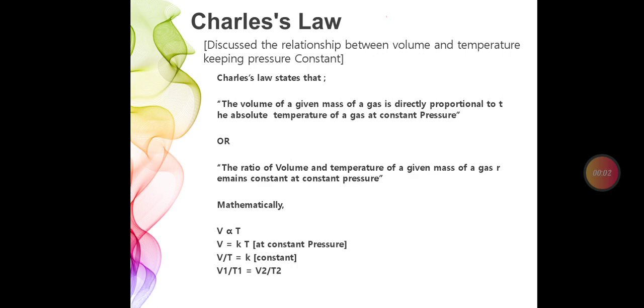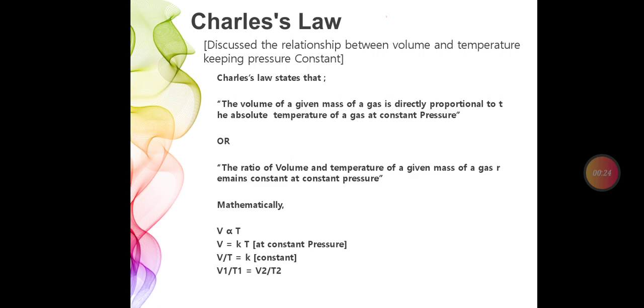All right, welcome to part 3 of Listen for week 5. This part is about Charles' law. Charles' law discusses the relationship between volume and temperature as we are keeping pressure constant. So two variables, volume and temperature, have been related by Charles' law by keeping the third variable, pressure, constant.